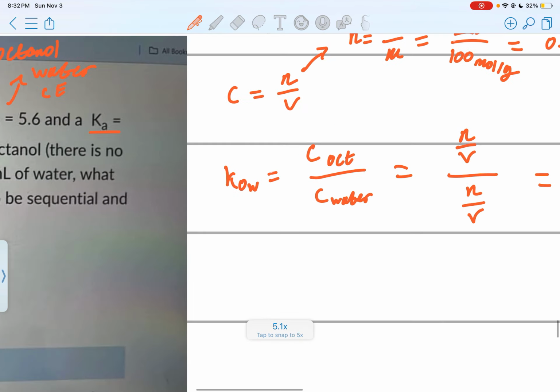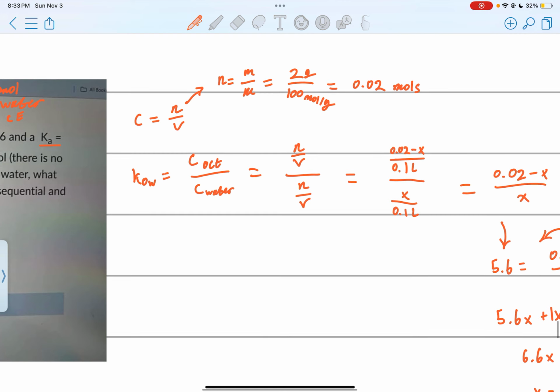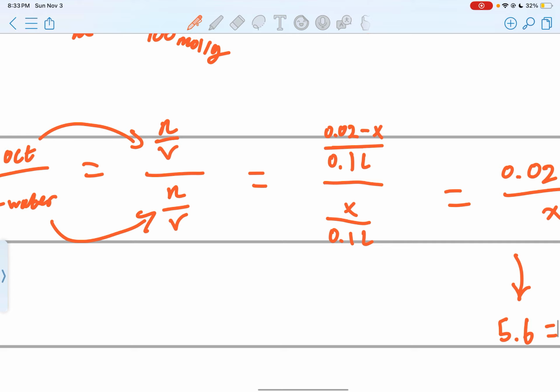The KOW is a ratio between the amount dissolved in water and the amount dissolved in octanol. It's a ratio between how much dissolves, but it dissolves equally into both. And that's really important. So try to wrap your head around that. And I replaced the concentration with its formula here, N over V, so you can see what's going on.